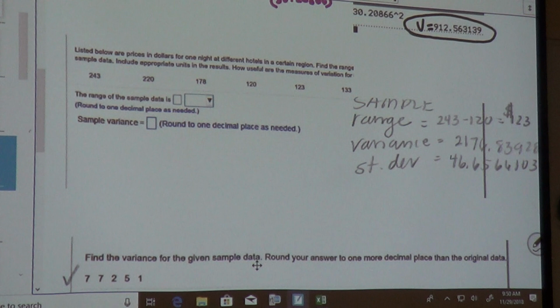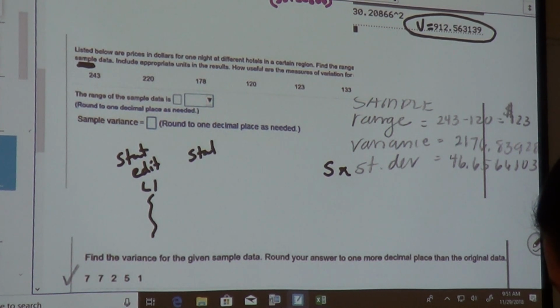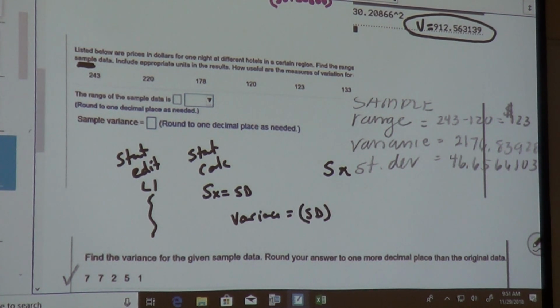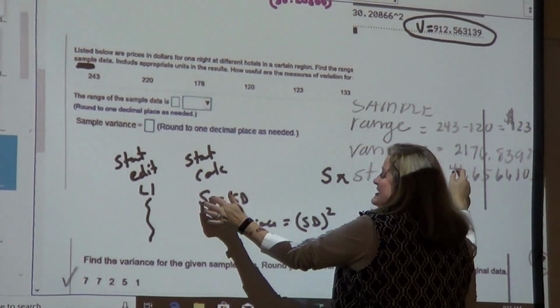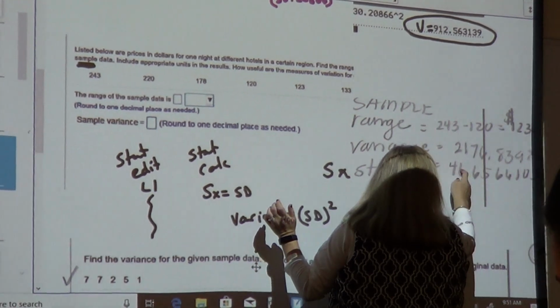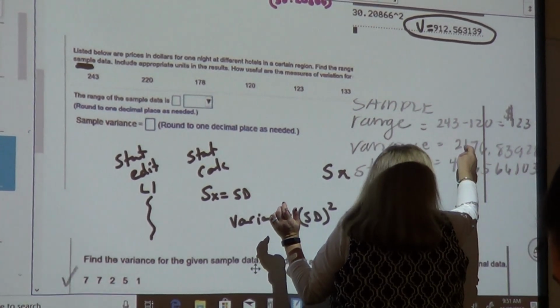Prices for a one night, because we're doing sample, my standard deviation is going to be my SX. So I do my stat edit, put all my stuff in L1, then I do my stat calc, and my SX is going to be my standard deviation. So my variance is going to be my standard deviation squared. So they got this from my SX, and they took that number and squared it, which is where they got this from.